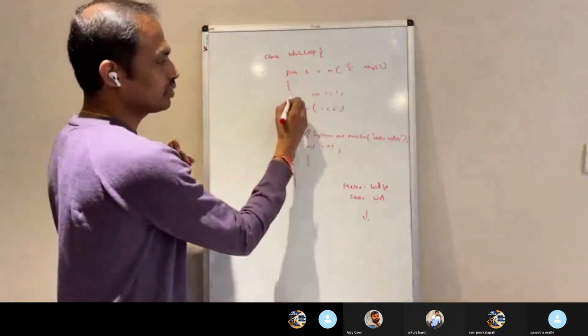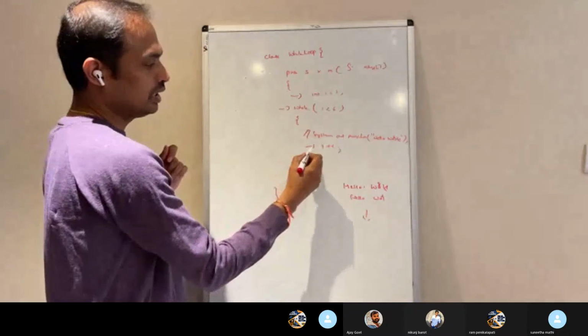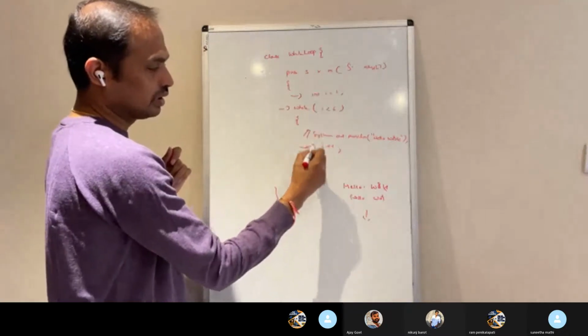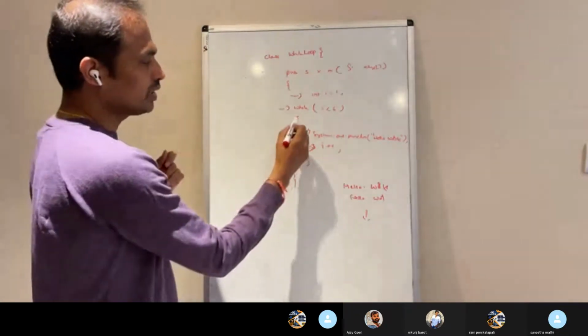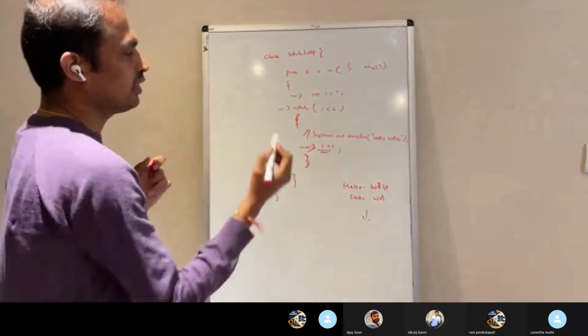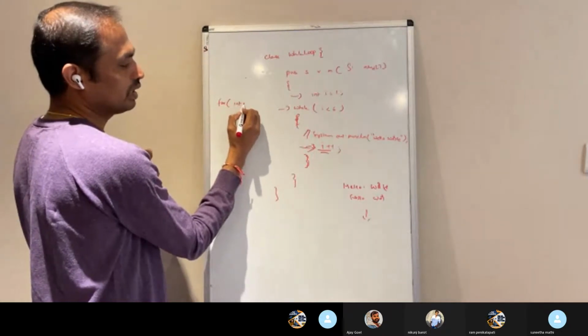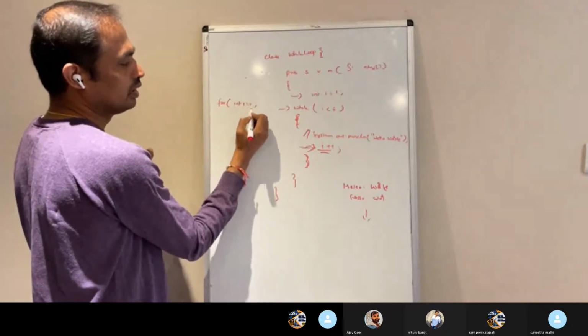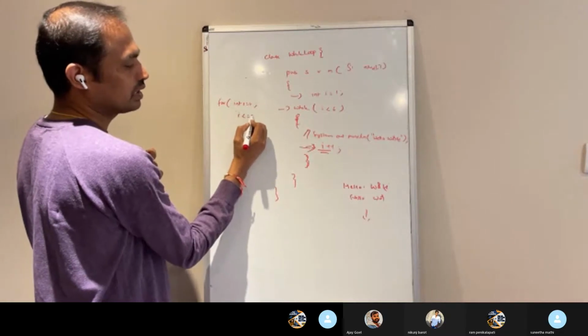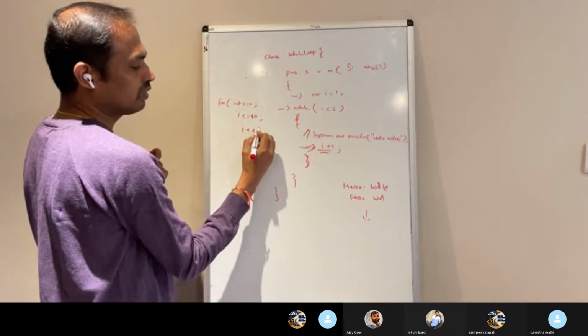Initialization should be done before we write while. Increment should be written in the loop. So for a for loop, we write all 3 of them. Initialization will be here, int i is equal to 1, i less than or equal to 10. Condition will be here, and i plus plus. Increment will then be done.